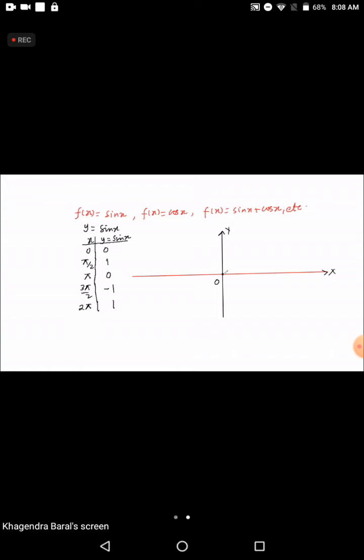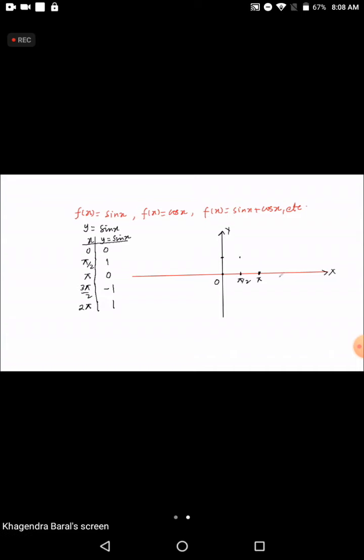At 0, the value of sin x is 0. At pi by 2, the value of sin x is 1. Let us mark the point pi by 2 here. At that point, the value of sin x is 1. And similarly, at pi, the value of sin x is 0 at this point. So the curve passes through these points.